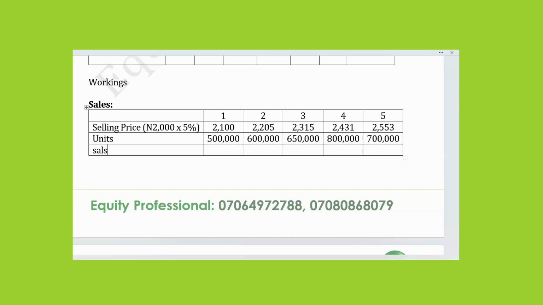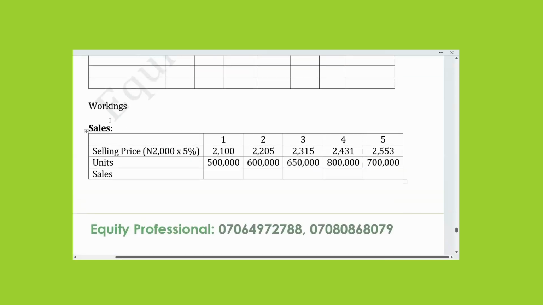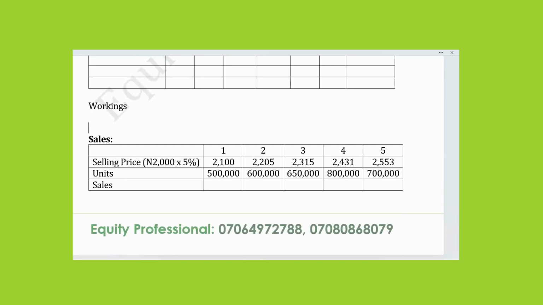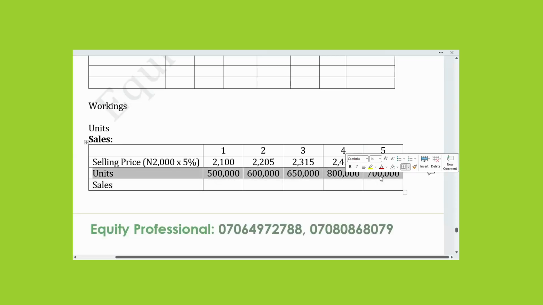So sales will then be equal to selling price multiplied by the units sold. Or let me do it this way to make life easy for everyone. Units. Let me copy this, so I don't need to be repeating it again.